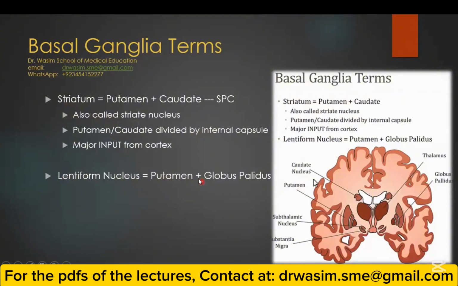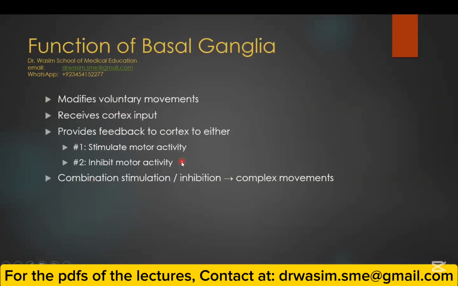The lentiform nucleus, when the putamen and globus pallidus are put together, is called the lentiform nucleus. So this is putamen, and this is the globus pallidus. Here you can see this is the globus pallidus, the internal structures, and this is the putamen. So putamen and globus pallidus, when put together, is called lentiform nucleus.